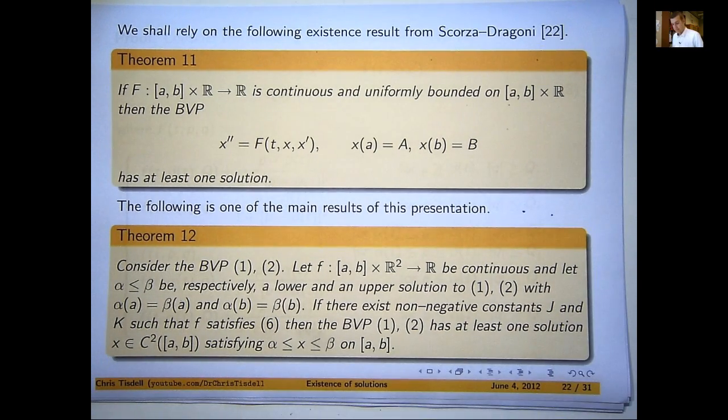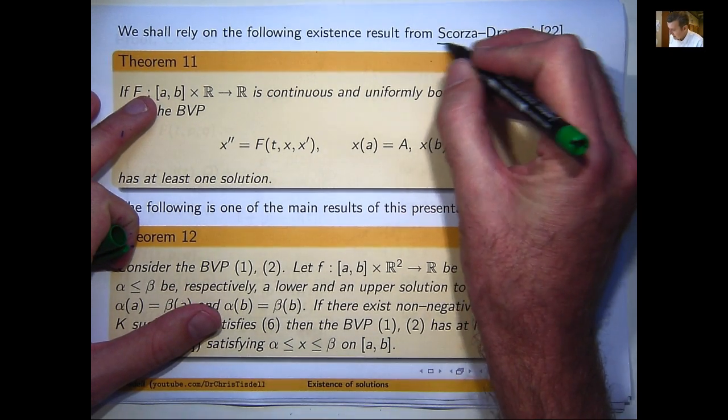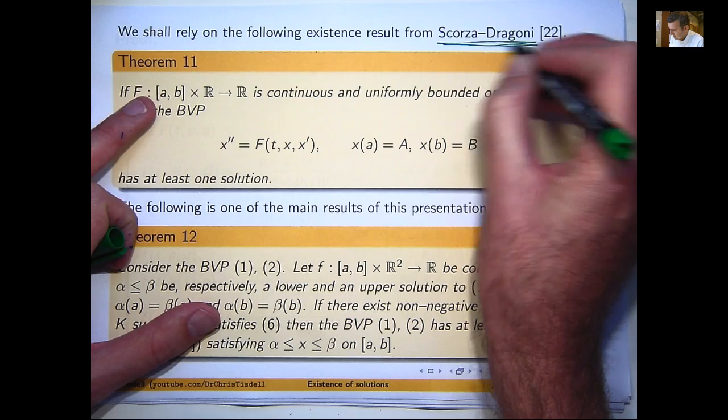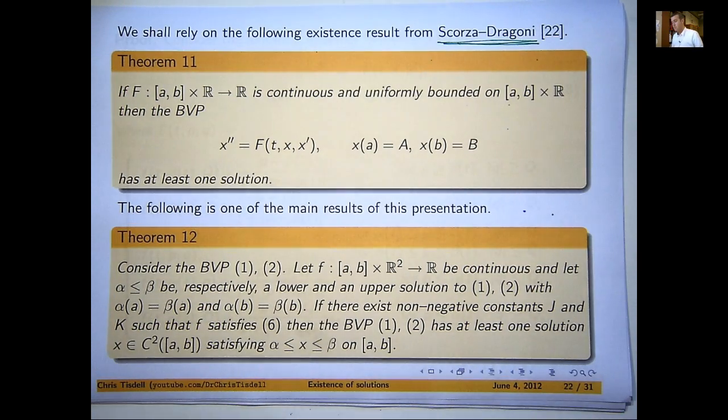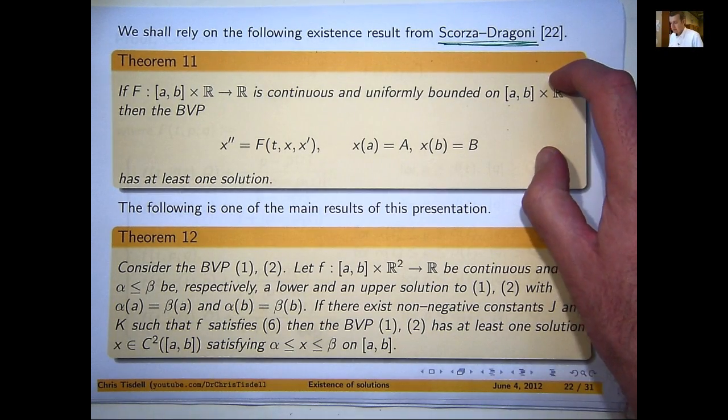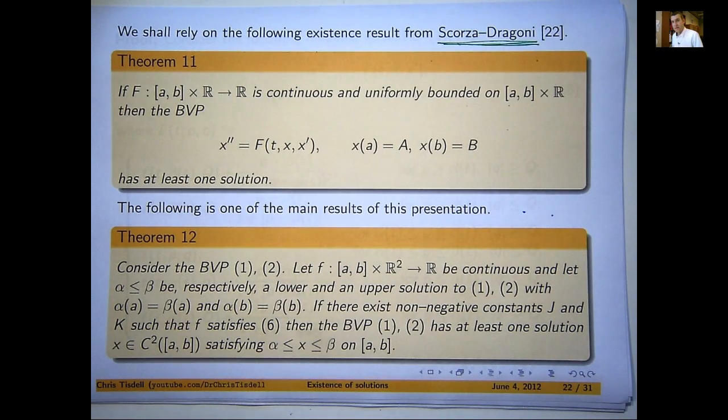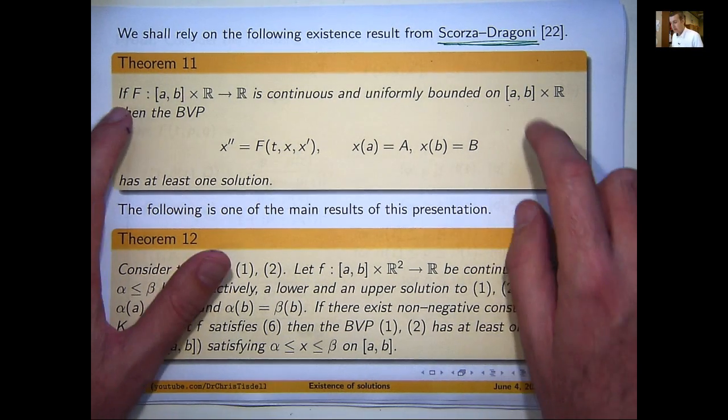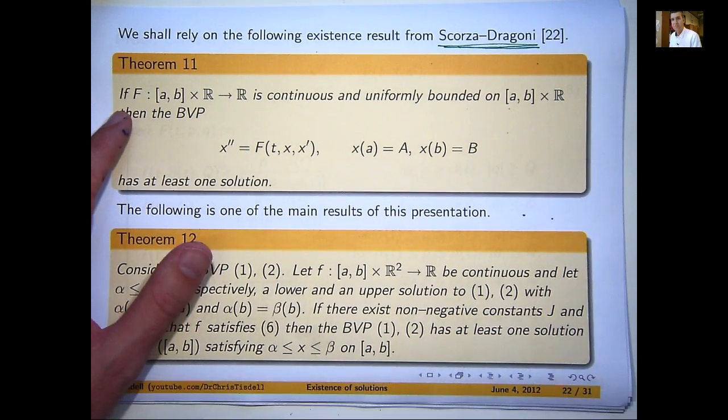Okay, now we're also going to rely on the following idea, a very famous, very important idea of an Italian mathematician by the name of Scorza-Dragoni. Now, assuming this result means that I don't need to talk about fixed point methods or compact operators in this presentation. I'll leave the discussion of this result for another video.